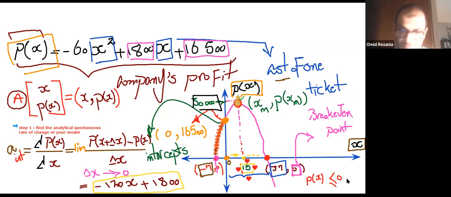Now, to wrap up, we just learned these points. Step number 1, find the analytical form of the instantaneous rate of change.